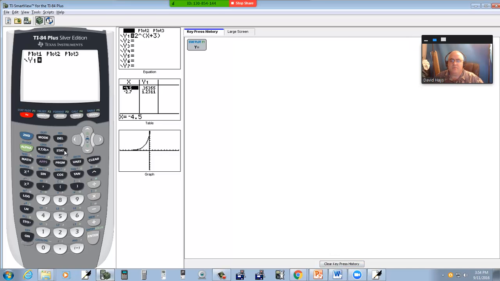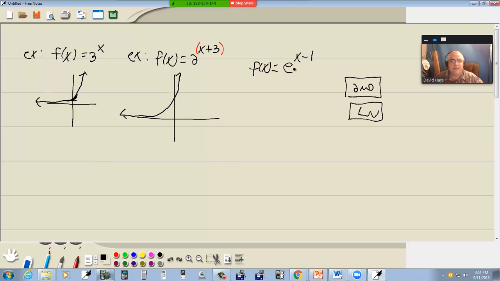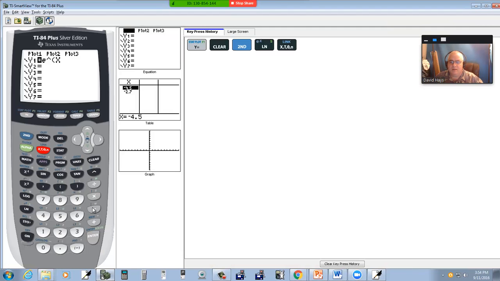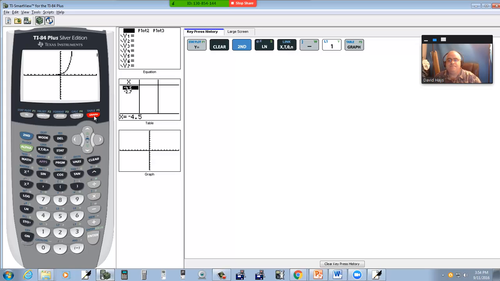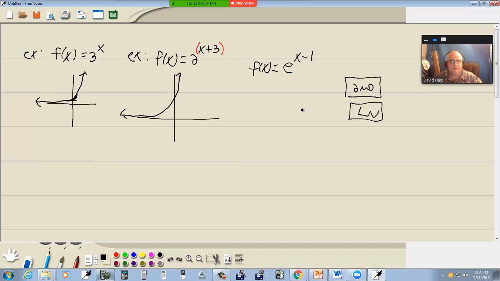So press y equals, press clear, do second ln, it puts e caret beginning parentheses. Then I'll do x minus 1. And you can put a closing parentheses on the very end if you want, but you don't have to. And press graph. And that would be our graph.